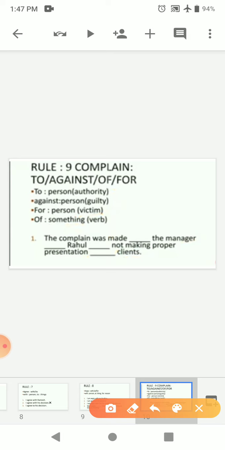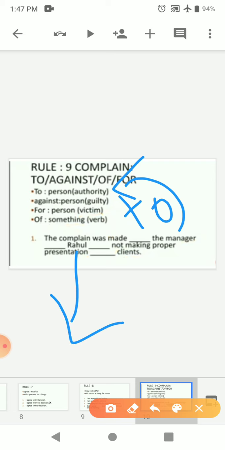So now look at the example. The complaint was made dash the manager. Manager here is an authority. Where you are referring to an authority, it takes preposition to. The complaint was made to the manager. Let's read the other part of the sentence first. The complaint was made to the manager dash Rahul dash not making proper presentation.